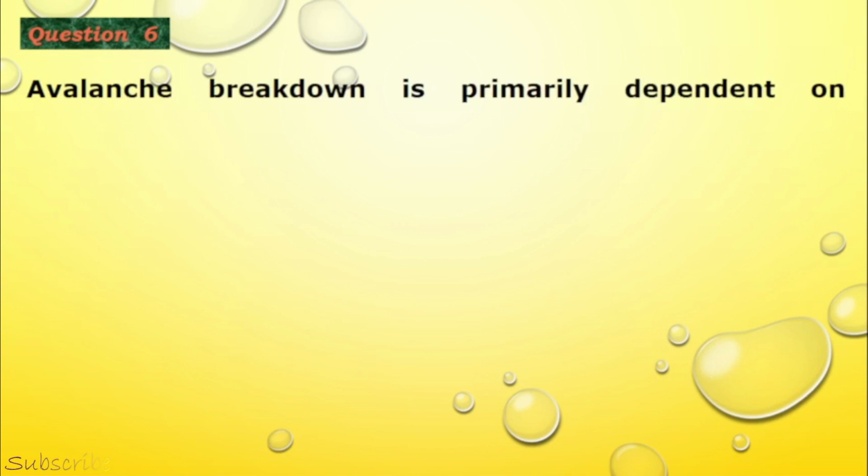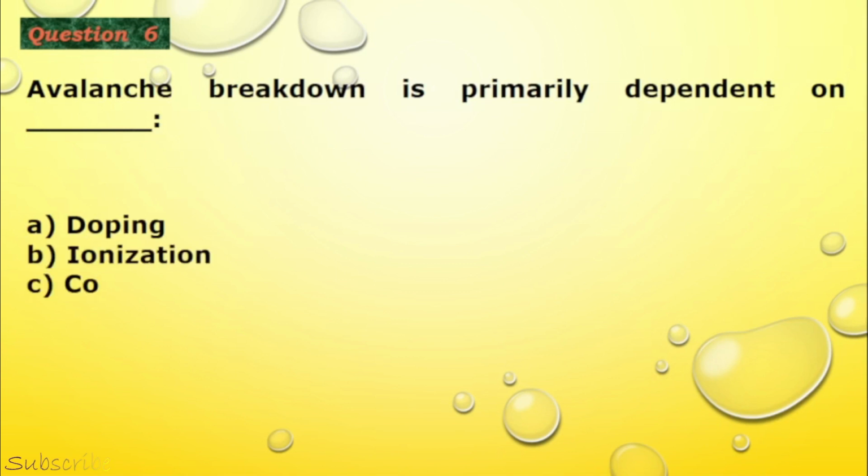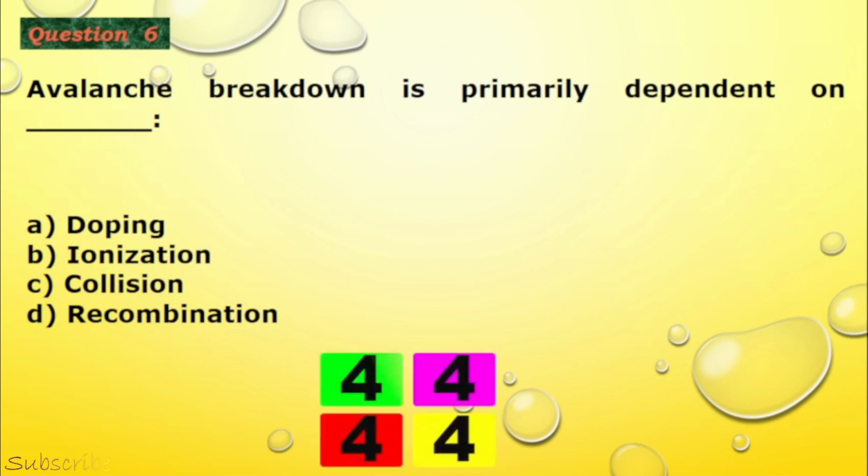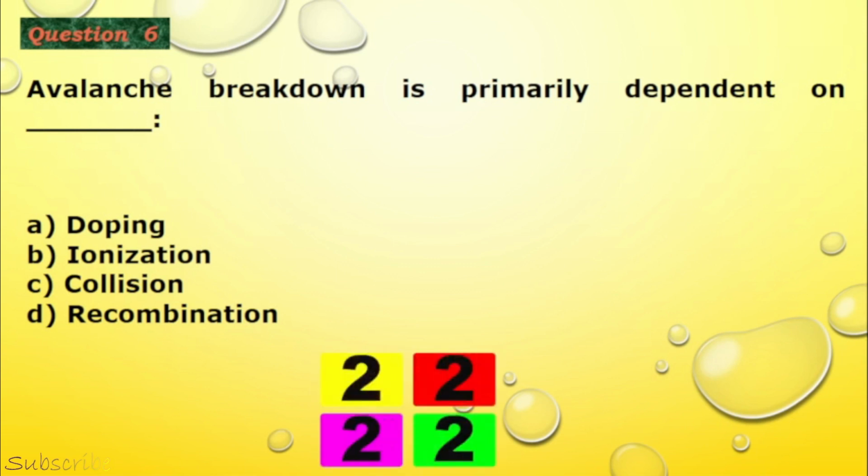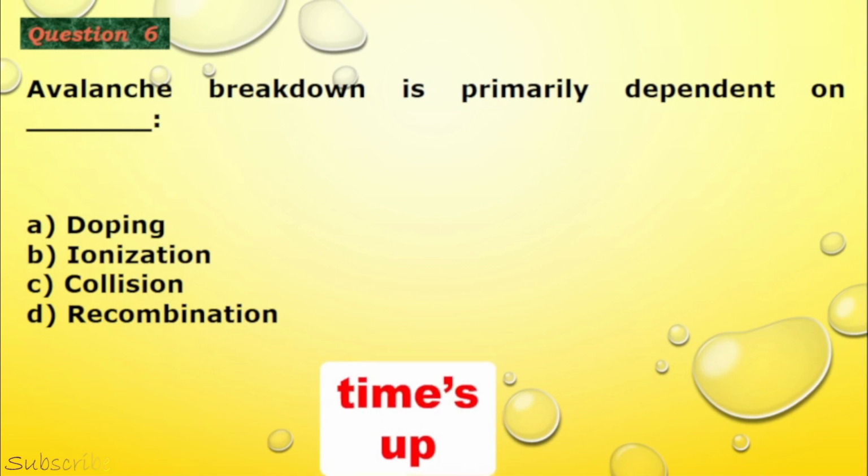Question number 6. Avalanche breakdown is primarily dependent on blank. A. Doping. B. Ionization. C. Collision. D. Recombination. The correct answer is letter C, collision.